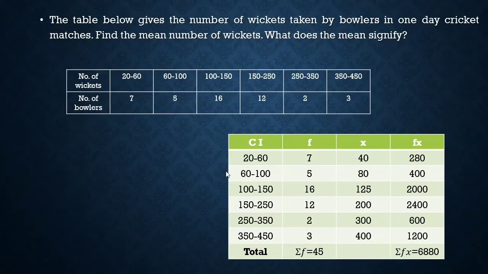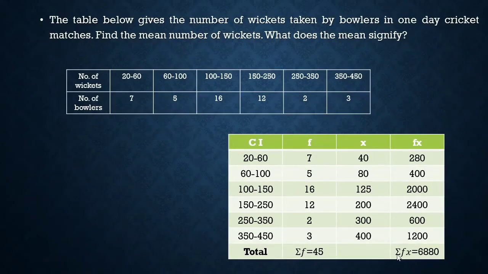Now the class mark x. Add the lower and upper limits and divide by 2. 20 plus 60, 80, 80 by 2, 40. 60 plus 100, 160, 160 by 2, 80, and so on. We have calculated all the class marks. So now to find fx, multiply f and corresponding x values. 7 into 40, 280, 5 into 80, 400, 16 into 125, 2000, 200 into 12, 2400, and so on. We got all the values of fx.